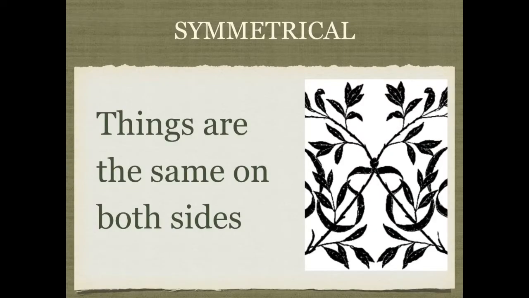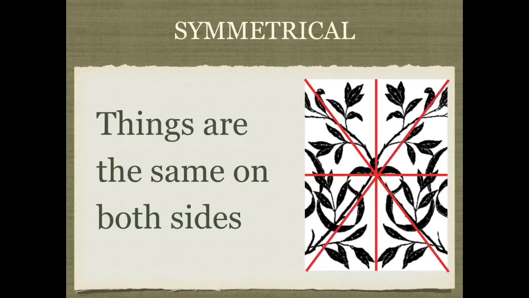Symmetrical balance is when things are the same on both sides. So in symmetry, we have different lines of symmetry. You can go through the middle, either direction. You can also go through the diagonal or through the other diagonal. On all of these red lines, we could fold the artwork and we could find a sense of balance.